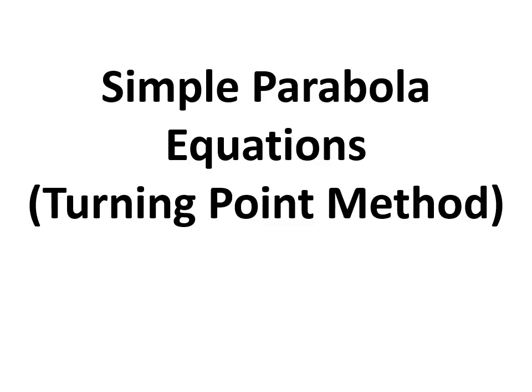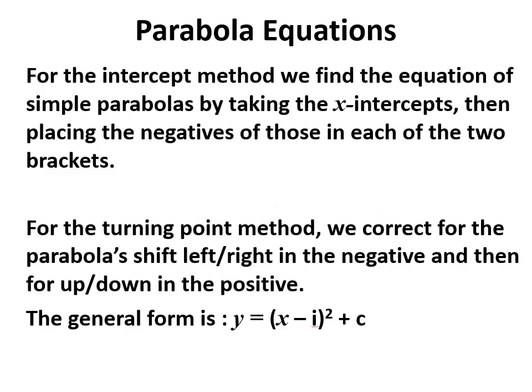Simple parabola equations, but this time using the turning point method, which isn't strictly necessary but has some advantages in the long run. In the intercept method, we just looked at the x-intercepts and placed the negative of those two in the brackets. For the turning point method, we take the y equals x squared graph and then move it left or right, then up or down, and to do that we use the general form y equals x minus the change left or right, in the negative, and the change up and down in the positive.